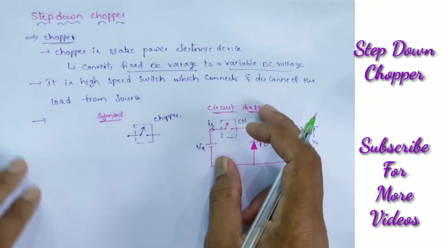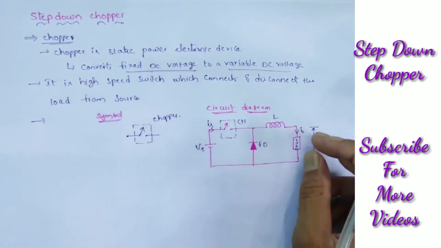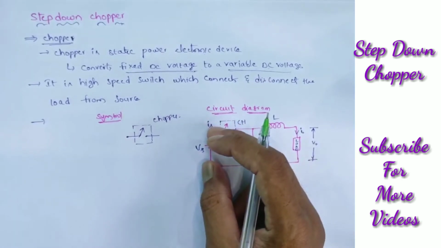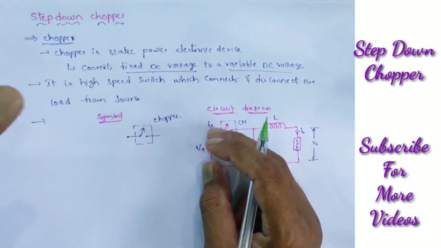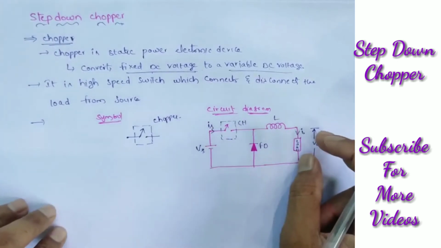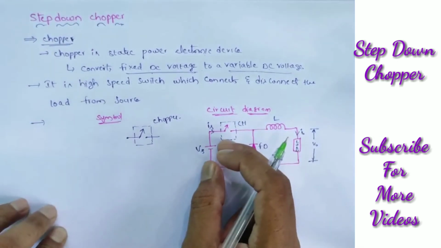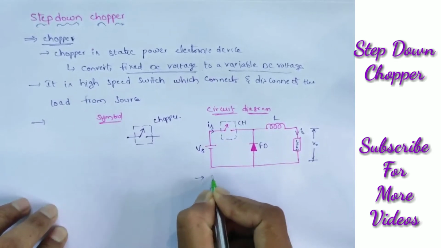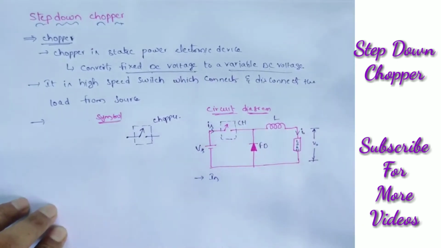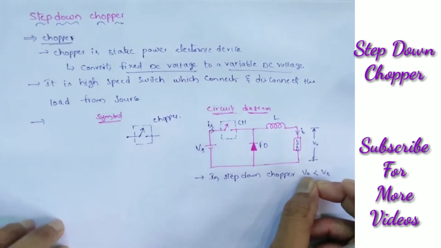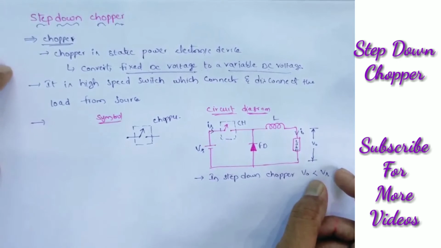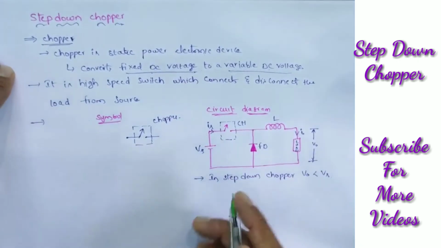Actually, in the step down chopper, the output voltage is less than the input voltage. That means step down means the output voltage is less than the supply voltage or source voltage. Let's write that point: output voltage is less than the source voltage or input voltage. So let us discuss the operation first.